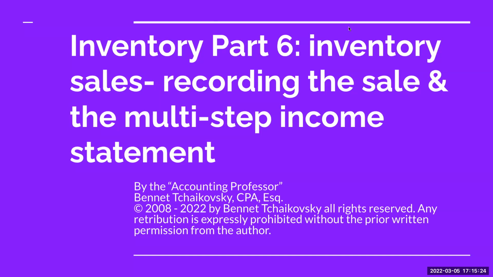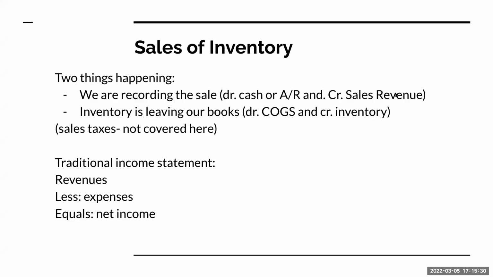This is recording the inventory sale and then our multi-step income statement. When we sell inventory, we have two separate things that are happening. We're going to record the revenue, and then we're going to show the inventory leaving our books. So let's take a look at that right now.